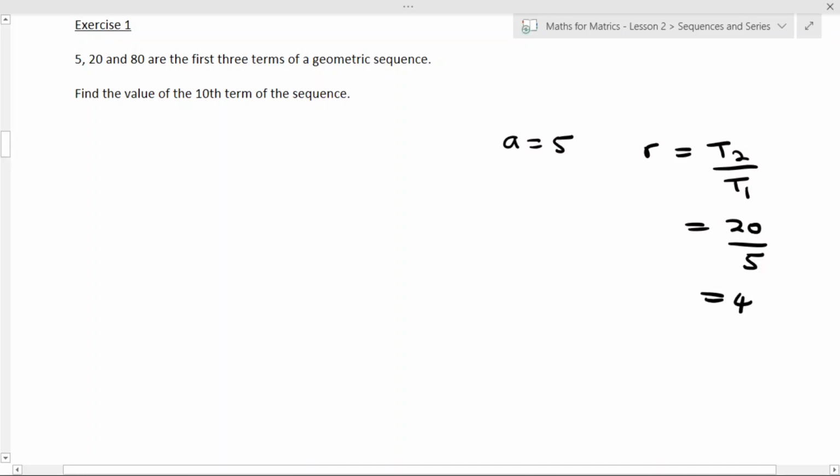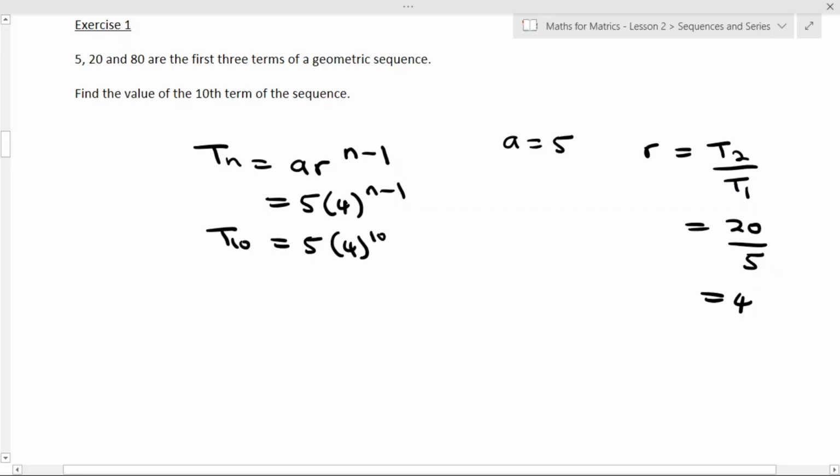The nth term of a geometric sequence is given by Tn is equal to a times r to the power of n minus 1. Now, let's substitute our a and r into the formula. And now that we have our nth term, we can go ahead and find the value of the 10th term of the sequence. Term number 10 is equal to 5 times 4 to the power of 10 minus 1.